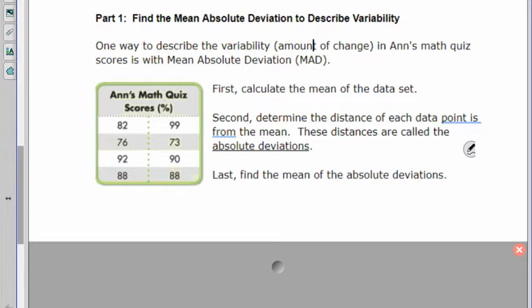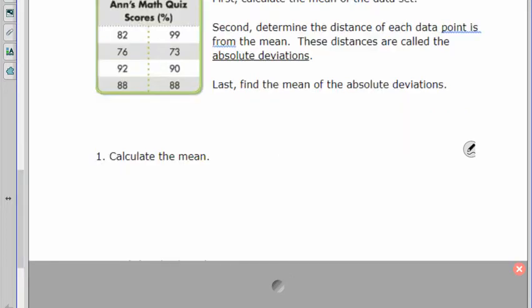So there's a process here. First, we're going to calculate the mean of the data set. Then we're going to find out how far away from the mean each of those test scores are. And then we're going to find the mean of those differences. It's easier to show you. Let's take a look. Step 1, calculate the mean. No problem. Going to add them all up and divide by the number of scores.